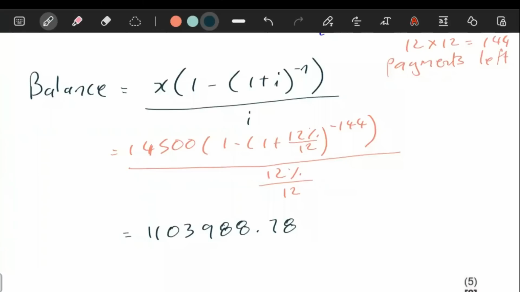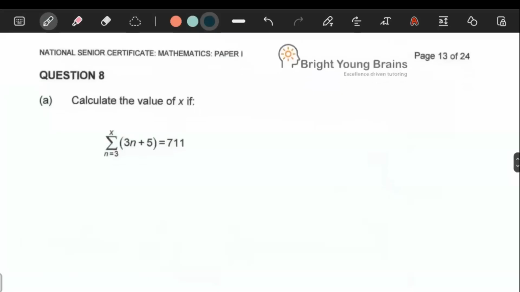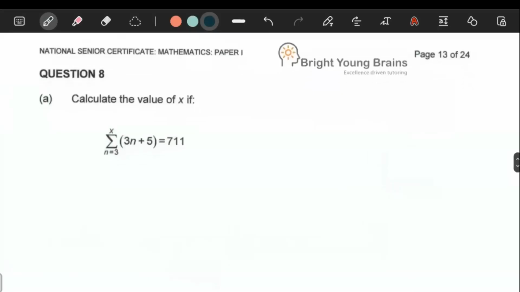Let us move on to the next question. Moving on, it's question number 8 in this 2022 November final exam question paper for mathematics for grade 12s in matric by Bright Young Brains. Question 8 says calculate the value of x if this is what you're given. Now remember, a sigma expression is literally talking about an Sn formula.